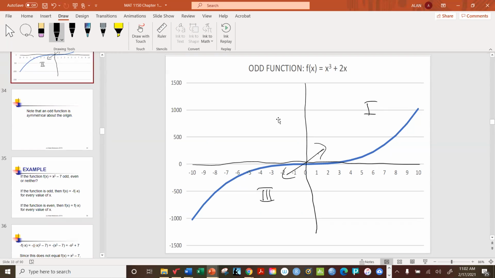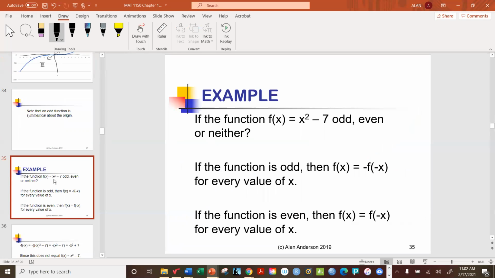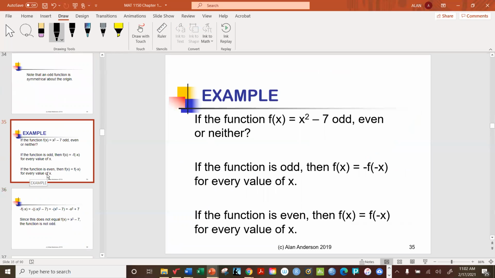But anyway, let's just take this function right here and just prove that it is in fact even. It would be x squared minus 7. So remember, this is how we formally define odd and even. Let's try odd. Let's see if this is an odd function. If this is the function, then what would be the value of negative f of negative x? Here we replace the x with negative x.